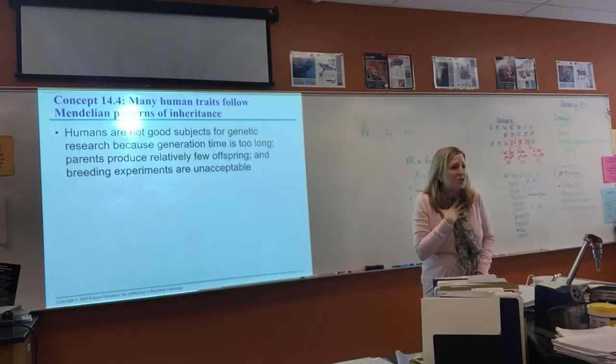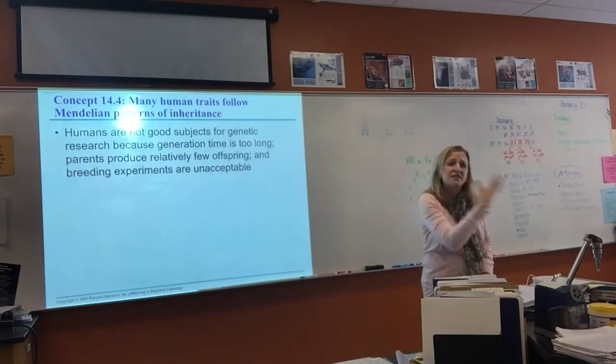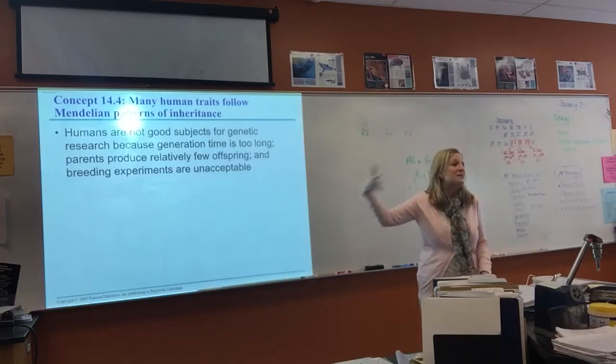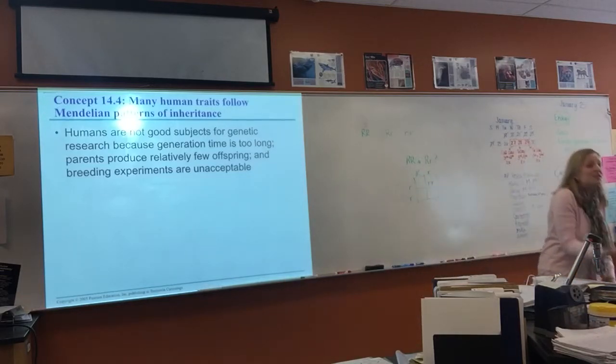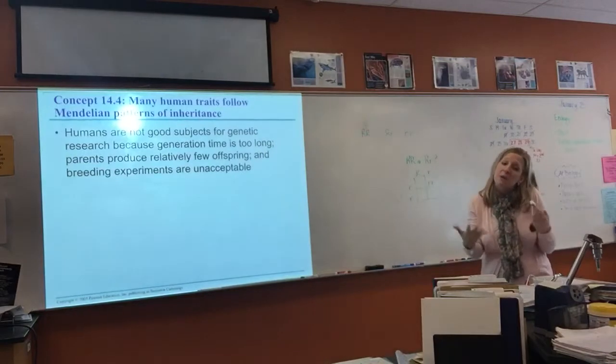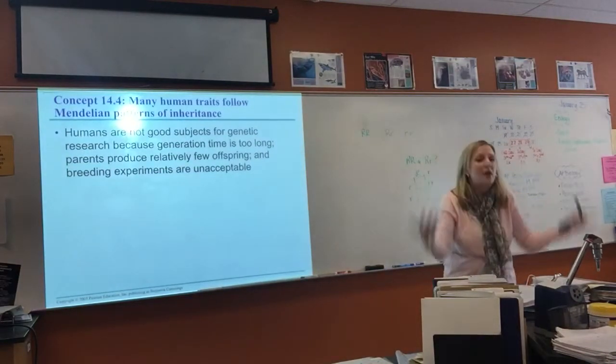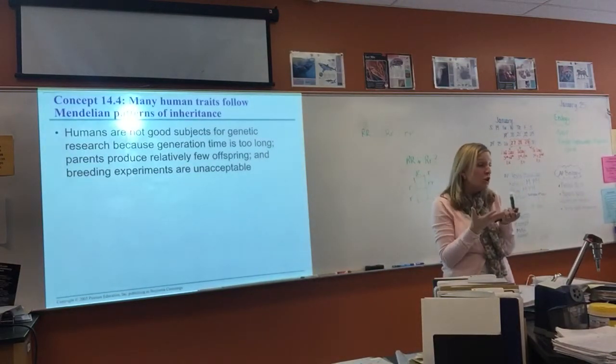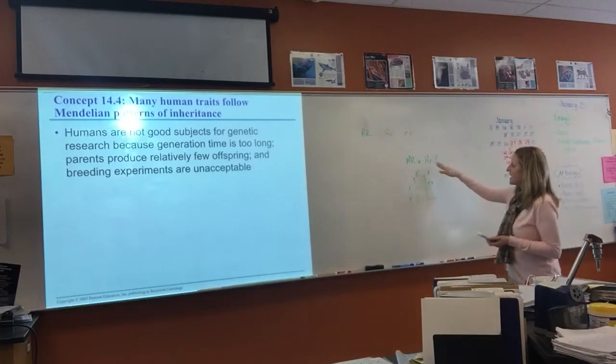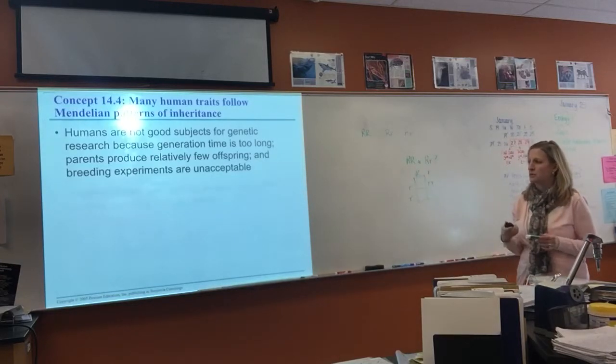So when a human shows the dominant trait, you don't know if they're big R, little r. We for sure would not do a test cross with a human. So that's what that means. Breeding experiments are unacceptable. So what we would do is look at people in their family who are already present to see if they give us any clue as to what the second gene of that dominant individual would be.